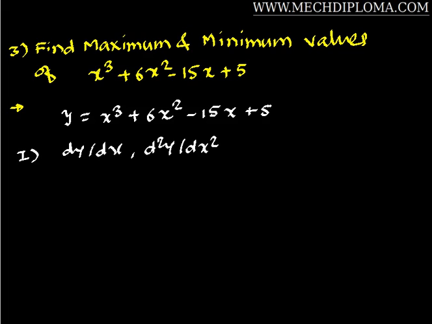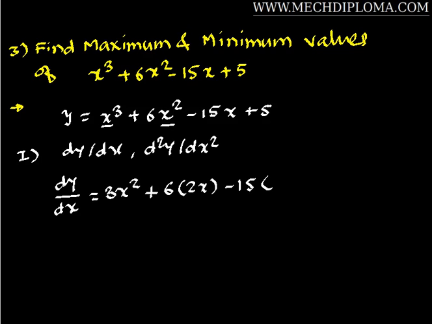So let us begin with dy by dx. Differentiate with respect to x. Derivative of x cube will be 3x square, plus 6 is constant. Derivative of x square is 2x, minus 15 is constant, and derivative of x is 1, plus derivative of constant term alone is 0. So this comes out to be 3x square plus 12x minus 15.